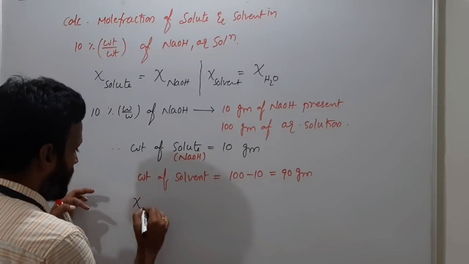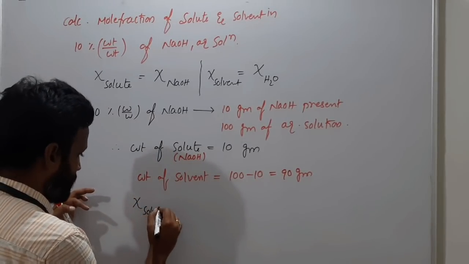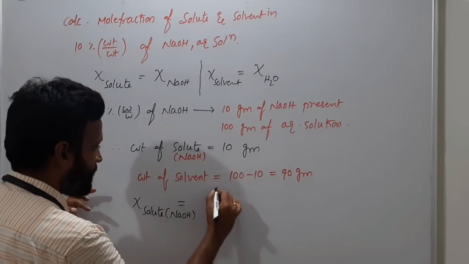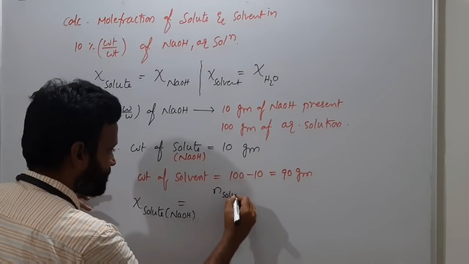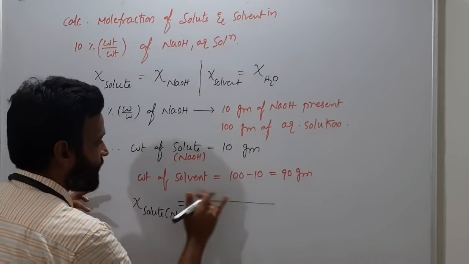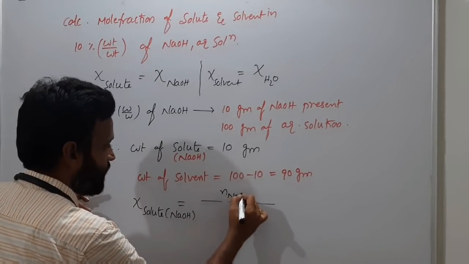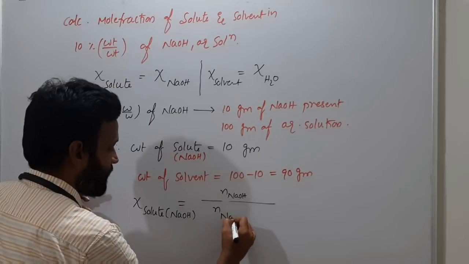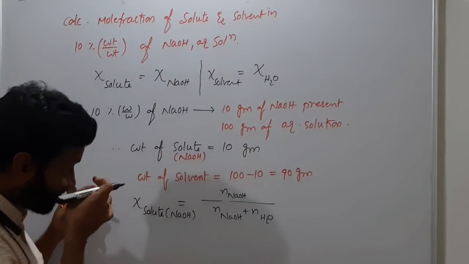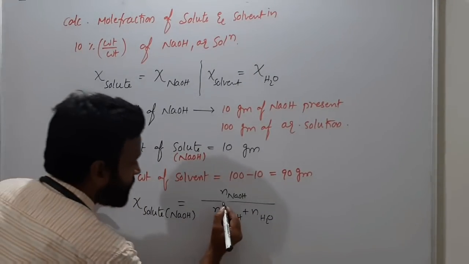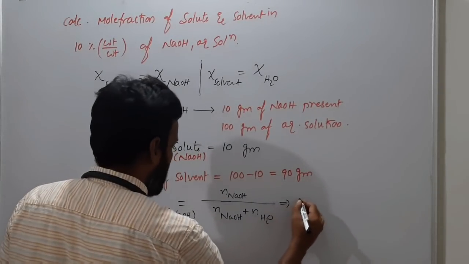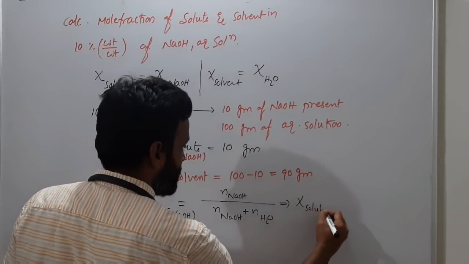So what is the mole fraction of this solute? Who is solute here? NaOH. So what is mole fraction? Number of moles of solute by number of moles of solute plus solvent. Who is solute here? I will write in that way only. Number of moles of NaOH by number of moles of NaOH plus number of moles of water. Clear? So this is the formula. So I can use this formula, and now I can have what is the mole fraction of solute.